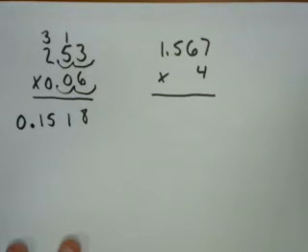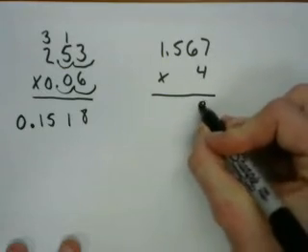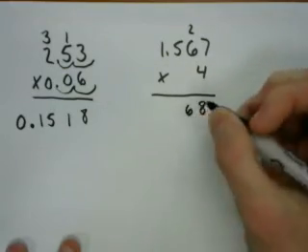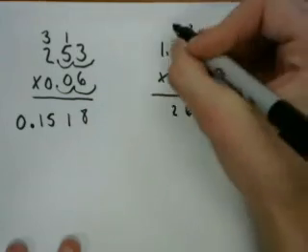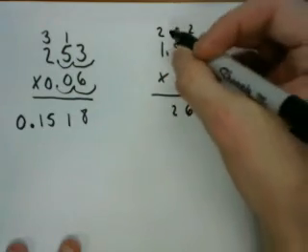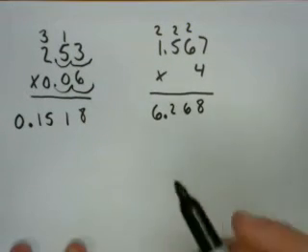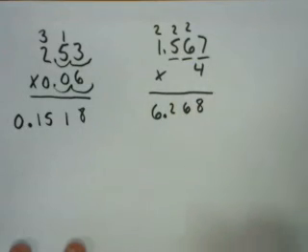Now here for the next one, we have 1.567, or 1 and 567 thousandths, times 4. So we just go about how we would normally do this if it didn't have a decimal point. So here 4 times 7 is 28. So I carry the 2. 4 times 6 is 24, plus 2 is 26. Carry the 2 again. 4 times 5 is 20, plus 2 is 22. So again, we carry a 2. And then 4 times 1 is 4, plus 2 is 6. So 6.268. I place the decimal point here because I have 1, 2, 3 decimal places here.